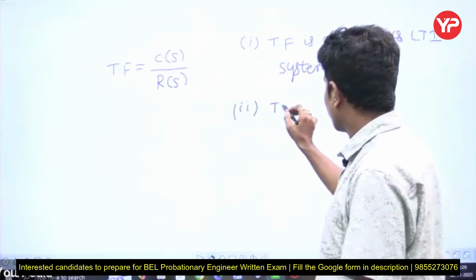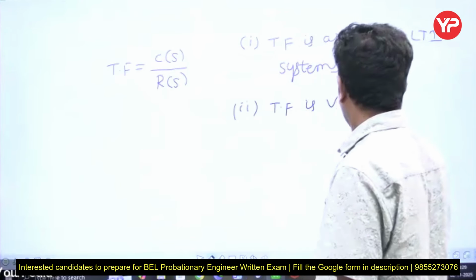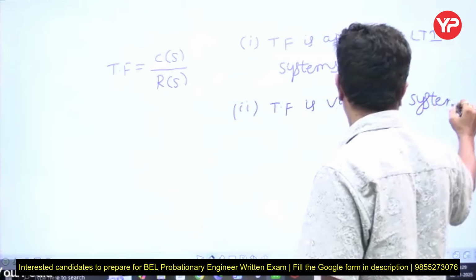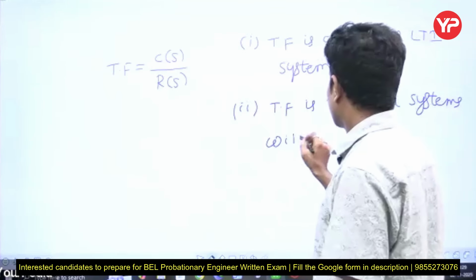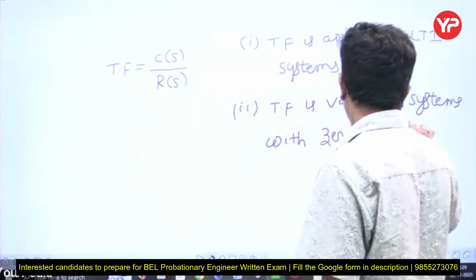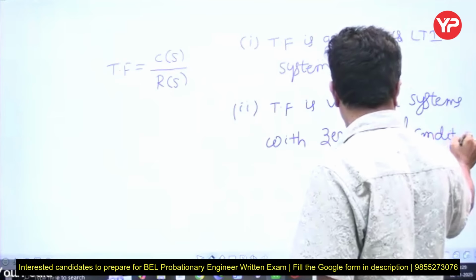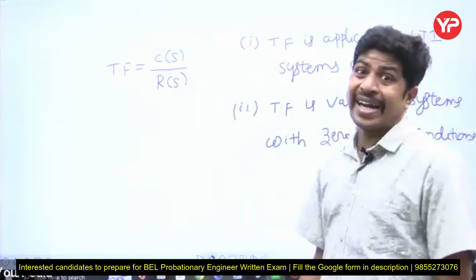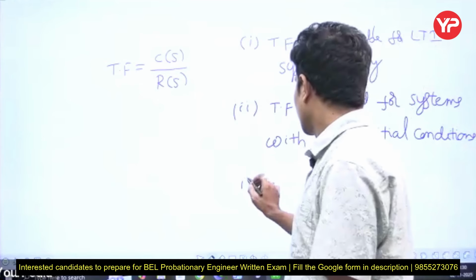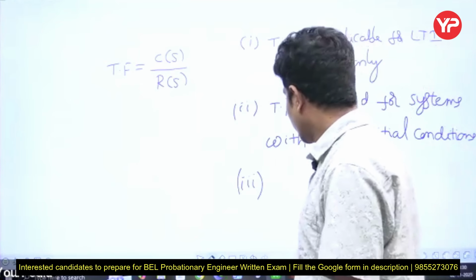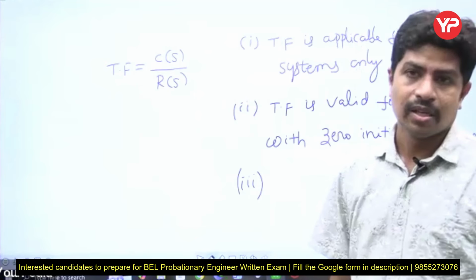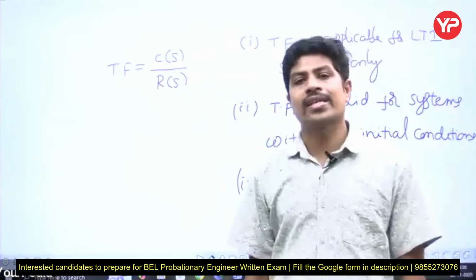Second one is transfer function is valid for systems with zero initial conditions. This is also called a system at rest. System at rest means which is not having any initial energy, right? So the third point is system at rest or initially relaxed system. Sometimes they say so. This can be formed as a question for you in the exam.